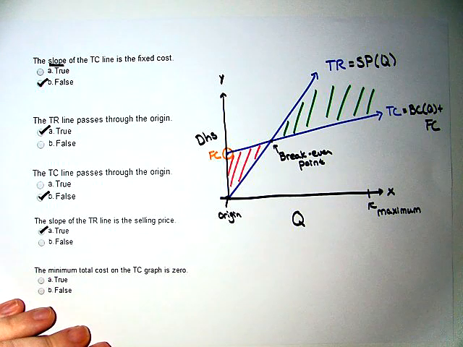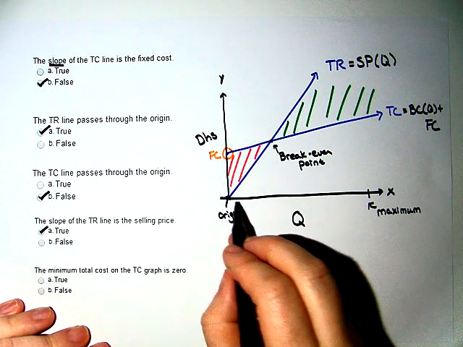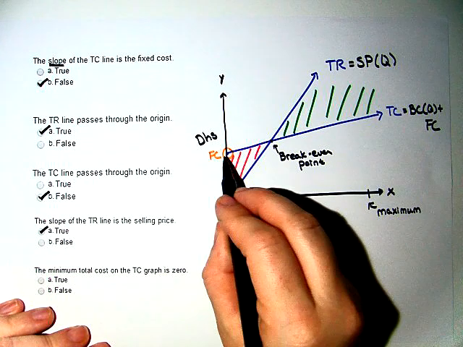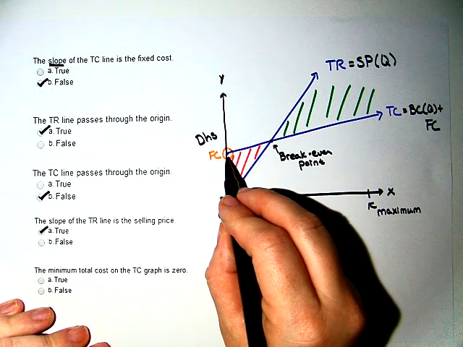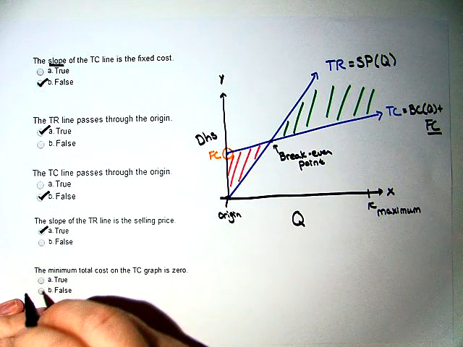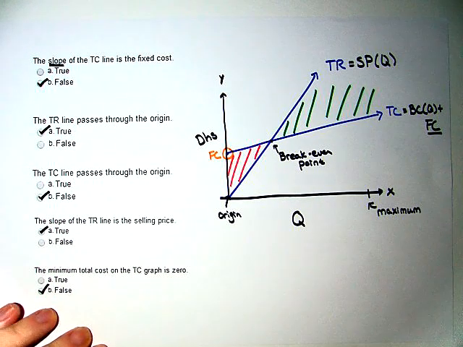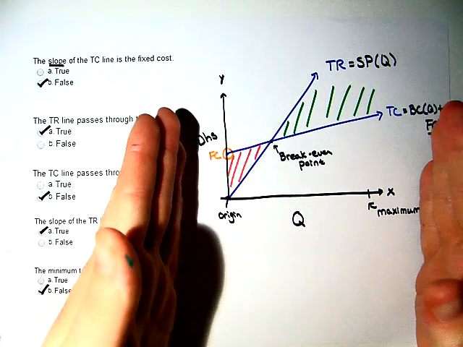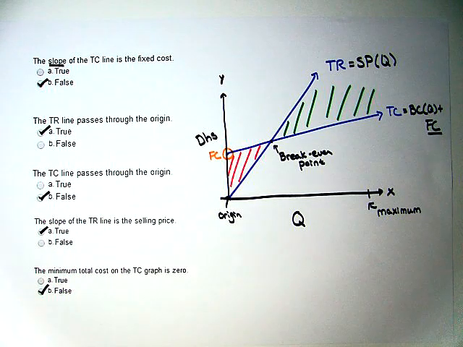The minimum total cost on the graph is 0. Okay, so the minimum total cost of the TC graph is 0. So if we go down, if this is the maximum, then the minimum would be nothing. Is that 0? No, because total cost has a fixed cost to begin with. So this is false.